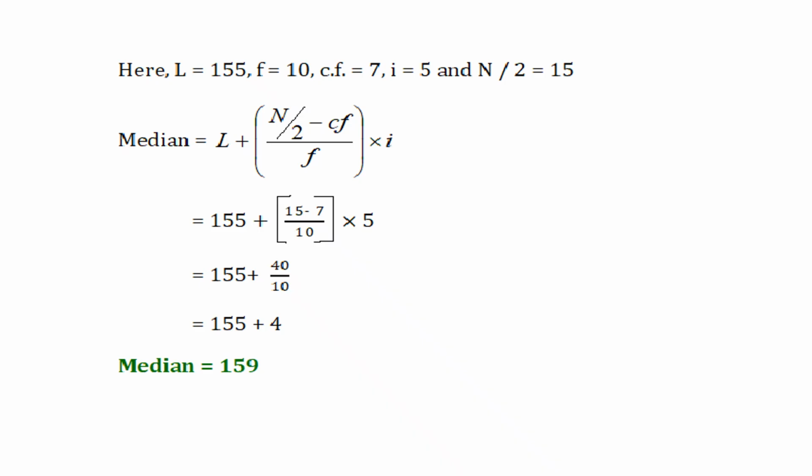Already we know that f denotes the frequency of the corresponding median class. From the table we find that f equals 10, and CF is the cumulative frequency preceding the median class, that is 7, and l denotes the length of the interval. Here the length of the median class interval is 5, and n by 2 is the position 15. Now we substitute all the given values in the median formula and simplify the expression. So after calculation, we obtain the median value as 159. Therefore, the median of the given continuous series is 159. This gives us the required solution to the problem.